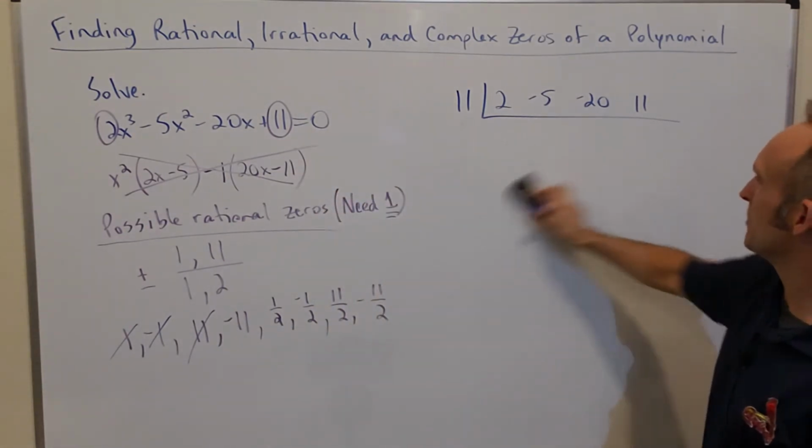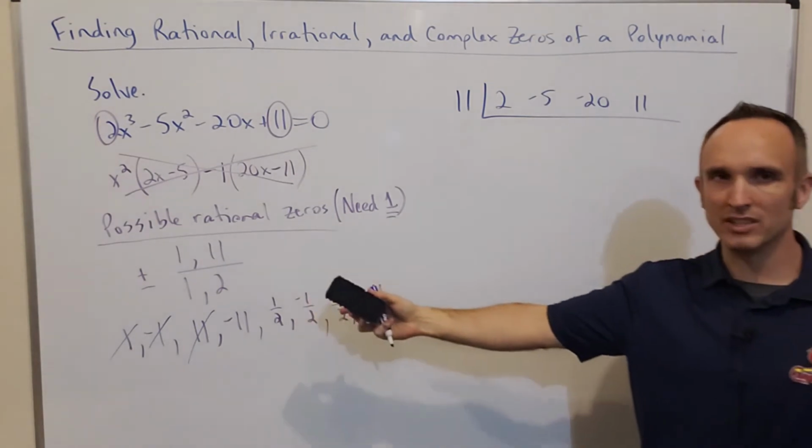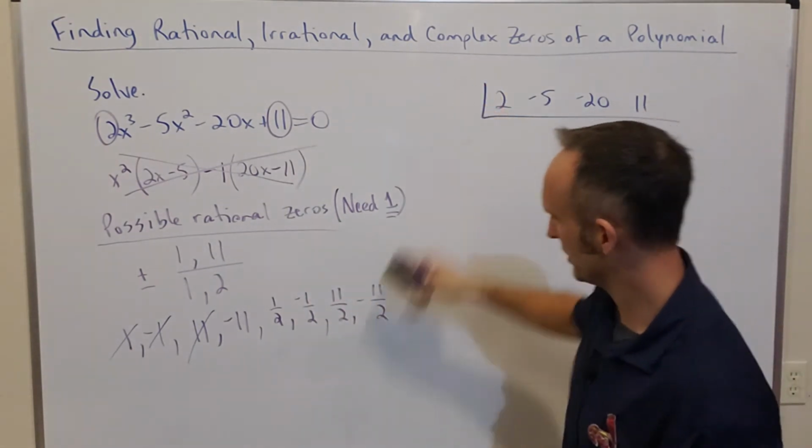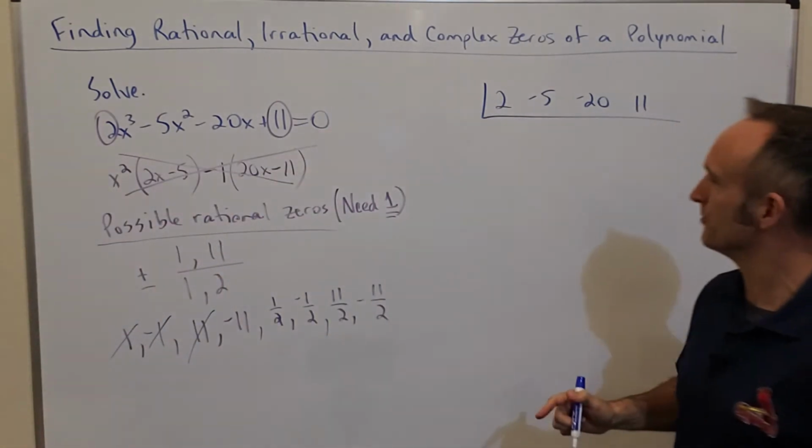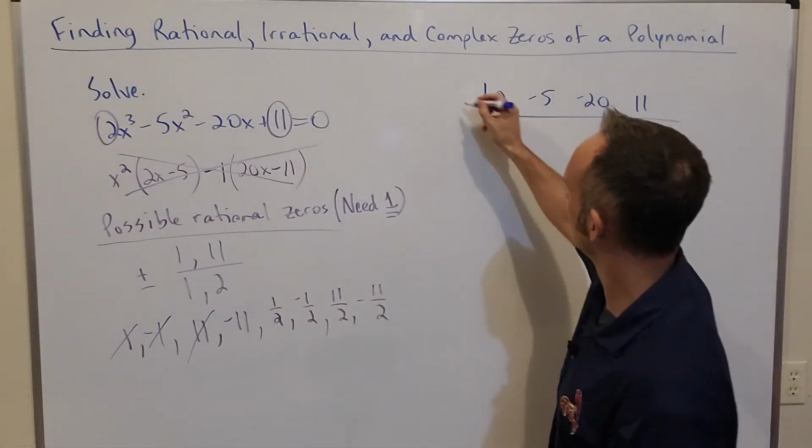And based on the same idea, I'm probably going to skip negative 11 and assume it doesn't work because it looks like the numbers will probably get too big. I can always come back and test it if I need to. Let's go to 1/2.